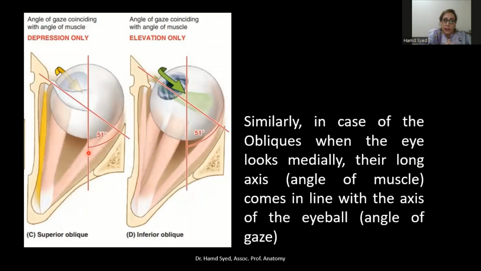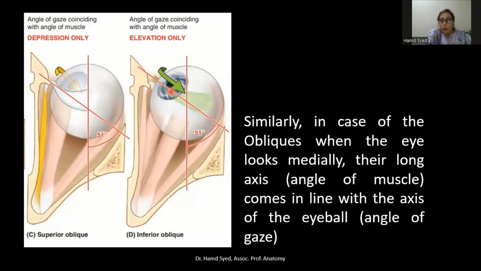Similarly, in case of the obliques, we test the obliques with the eye in the adducted position, because if this position is like so, if it is adducted, that is towards the nasal region, then the line of axis of these muscles, this is representing the line of axis of the obliques. You can see this is the line of axis. If you follow the pointer, this is the line of axis. This will come in line with the angle of gaze.